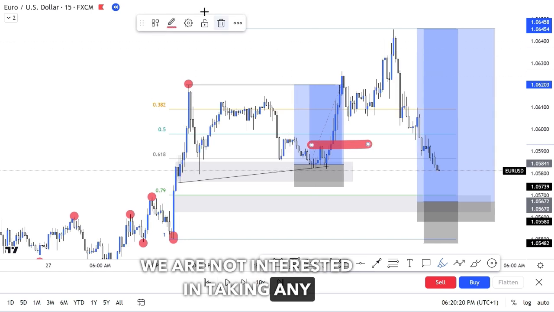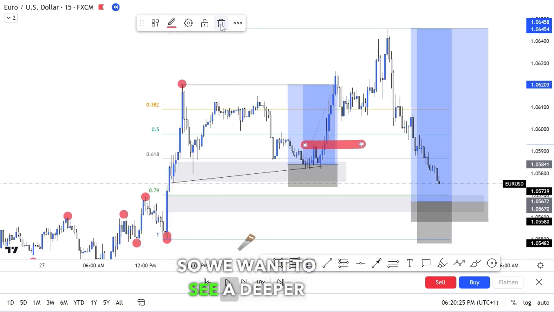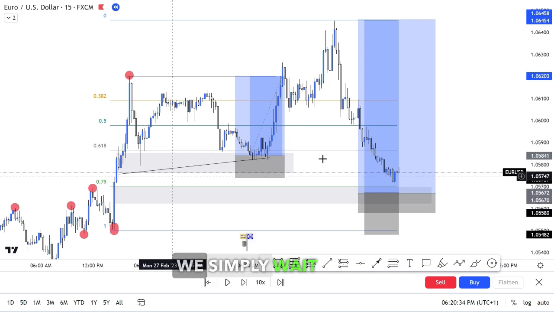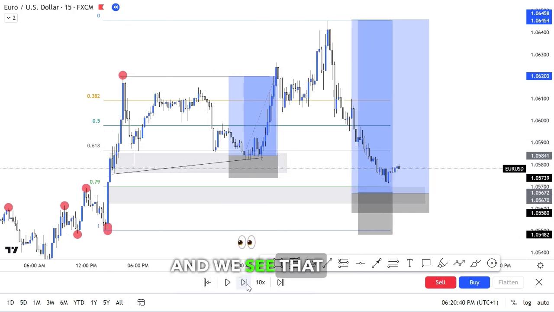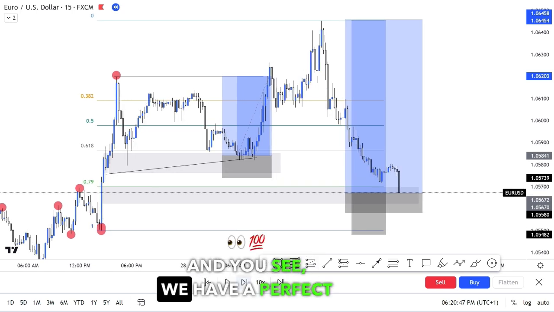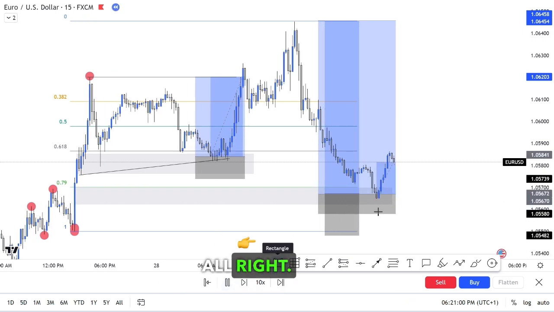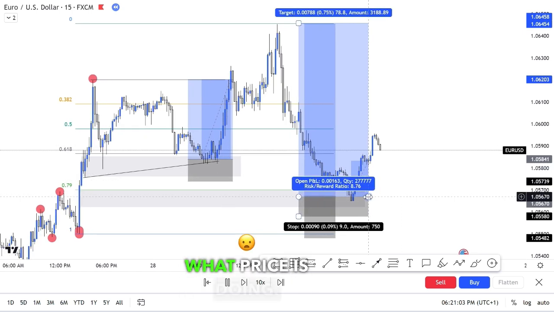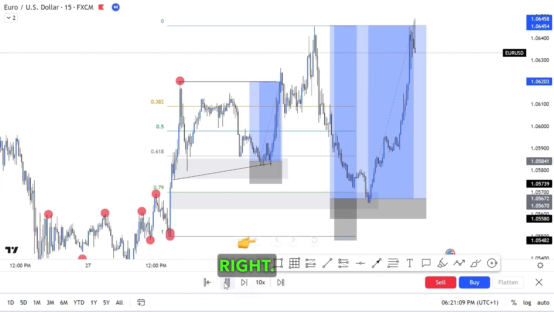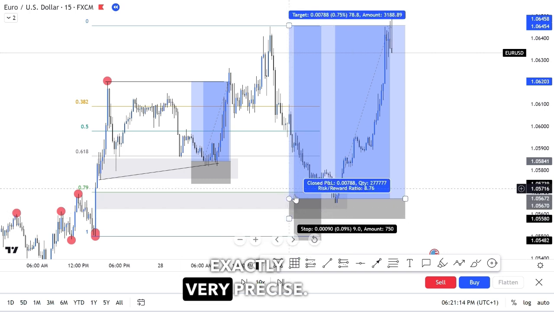Okay, so you see that there are a few reactions there, but like I said, we are not interested in taking any trade from that point, and I already explained the reason. If price gives us our entry, fine, otherwise we simply wait for a mitigation of our entry point. We have a perfect tap into our entry point, and let's see what price is doing. We see a massive push to the upside. Wonderful, right? So now we have our take profit hit. You see exactly, very precise.